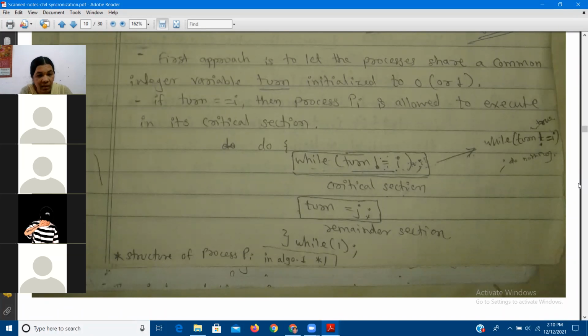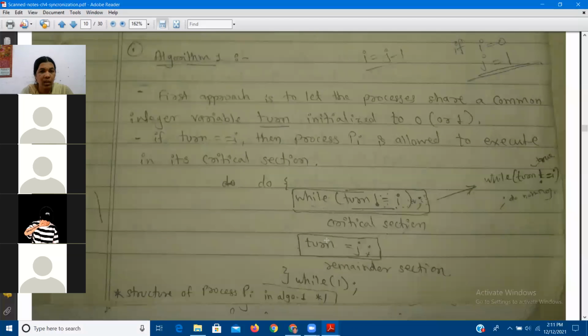Hope you are understanding. Yes, students. Yes. Any doubt? Come on. Anybody is having doubt? No, ma'am. So note down the first algorithm.